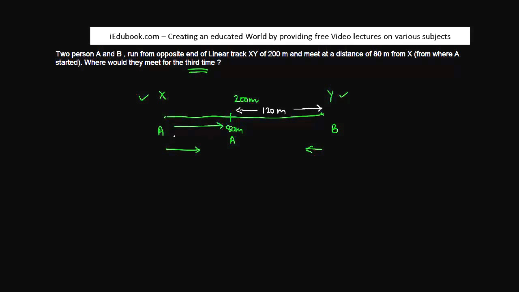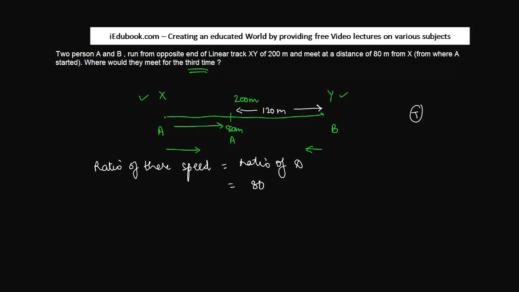right? Now the time when both of them started is the same, right? So therefore we say time is constant, right? So the ratio of their speed will be equal to the ratio of distance. And what's the ratio of distance? 80 is to 120, or 2 is to 3 for A and B, right?